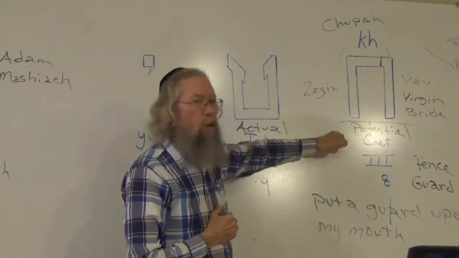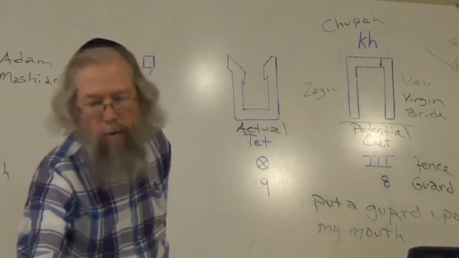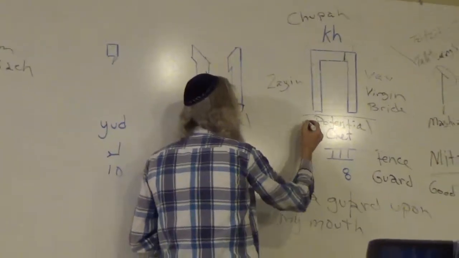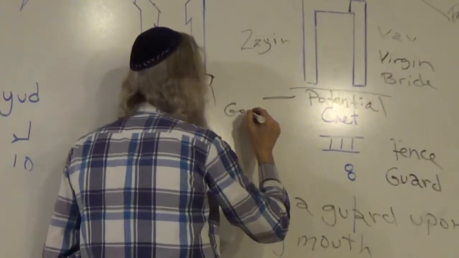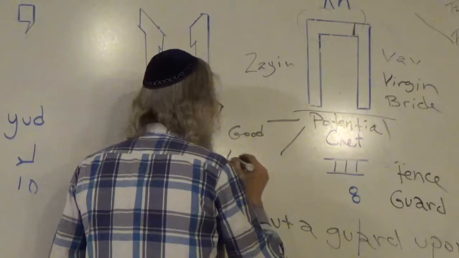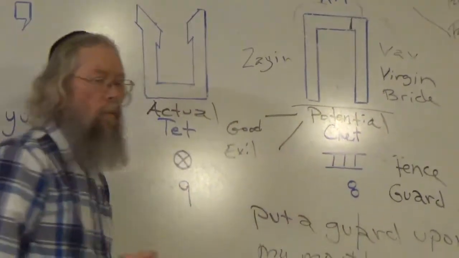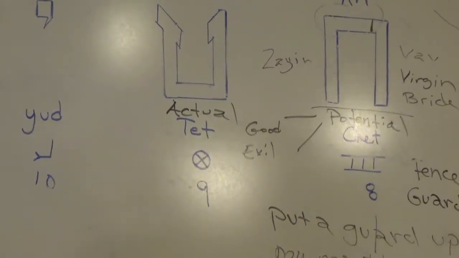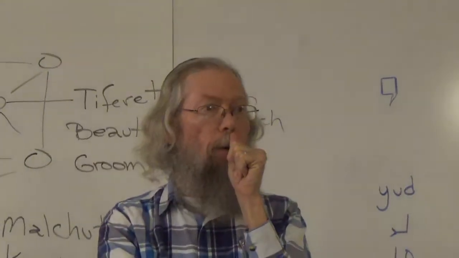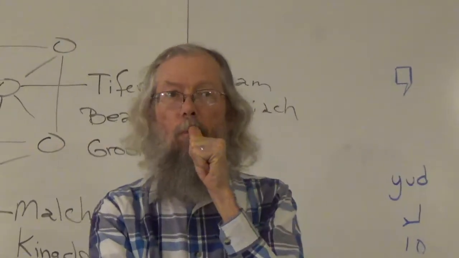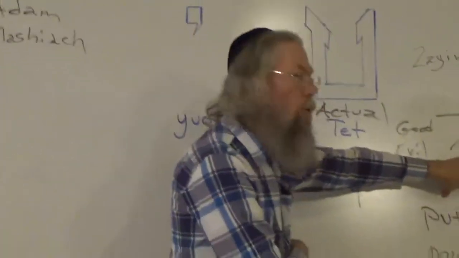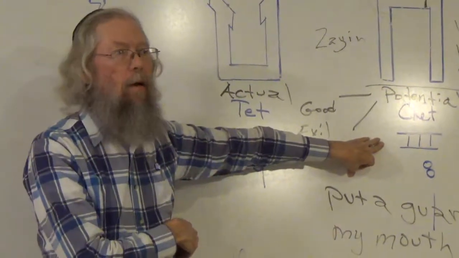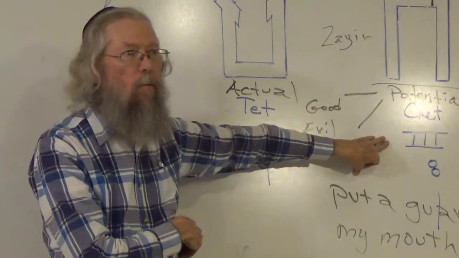The thing about this potential is that it's not just one-sided. It is a potential for good, and it is also the potential for evil. You have both. Why? Because Adam and Chava tasted of the tree. What was the name of the tree? Good and evil. So you have the potential for both. So just because something pops into your mind doesn't mean that it has to come out your mouth.